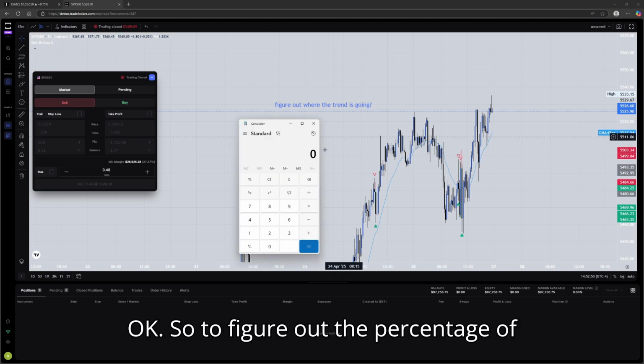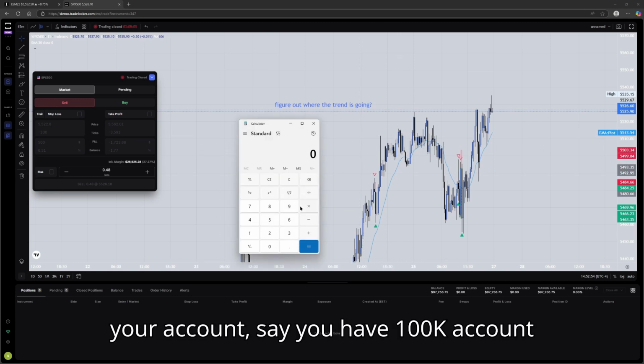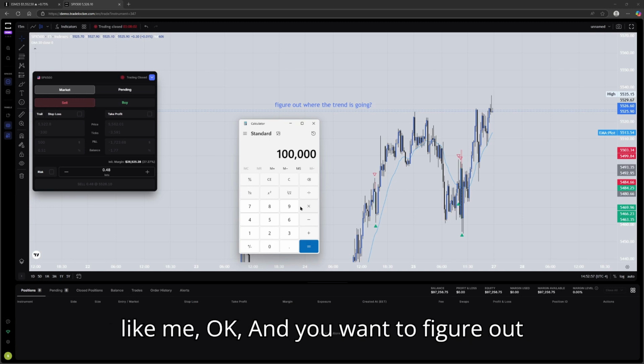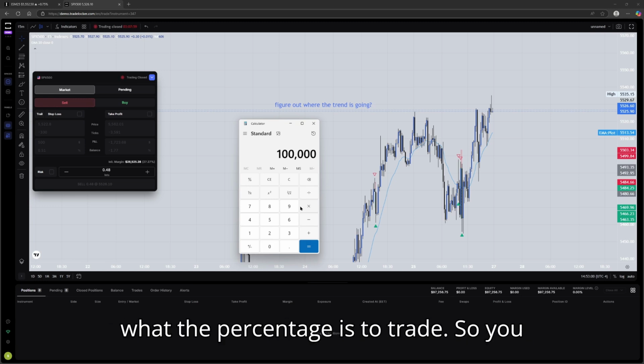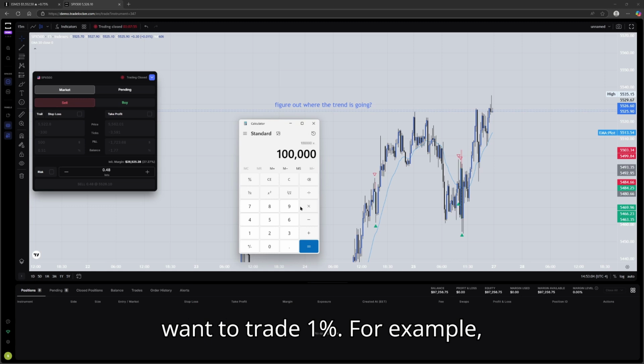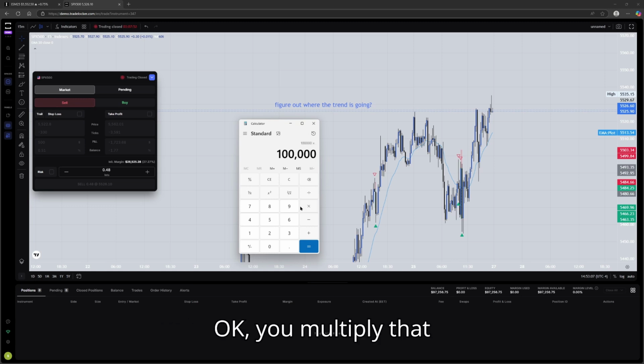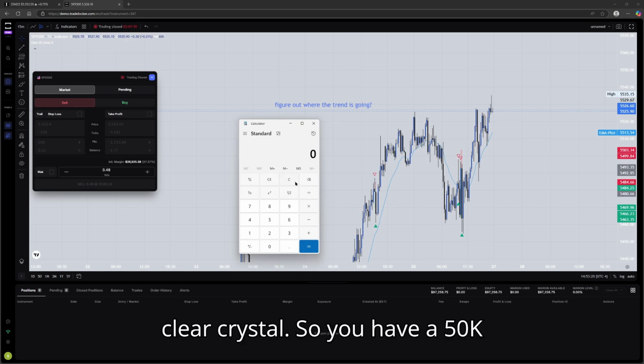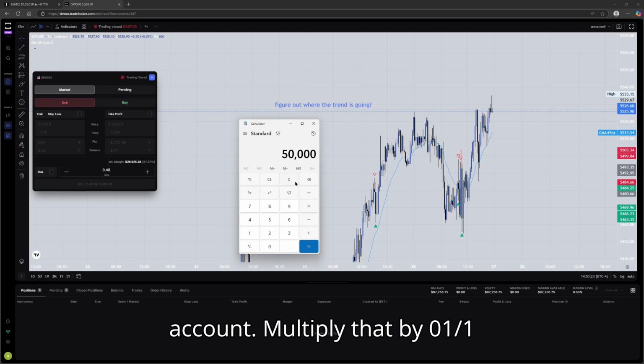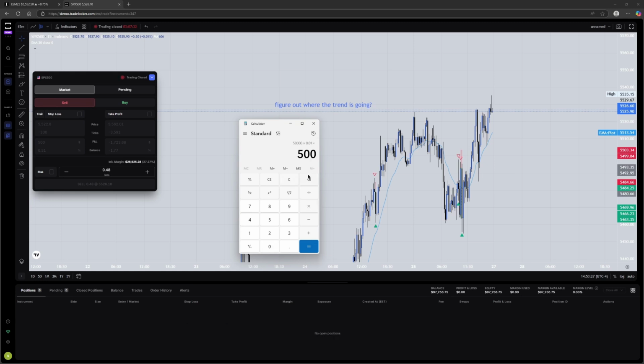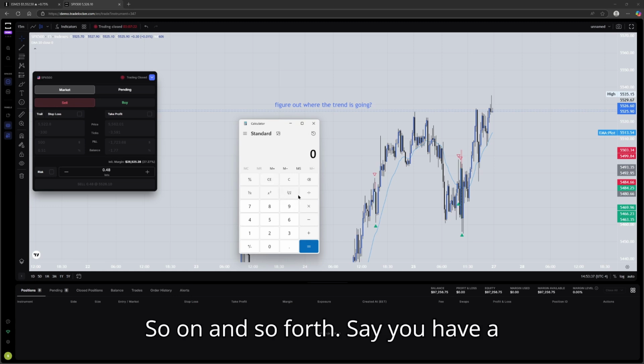Okay, so to figure out the percentage of your account, say you have a 100K account like me, and you want to figure out what the percentage is to trade. So you want to trade 1%, for example. You multiply that by 0.01. It's $1,000. Clear, crystal. Say you have a 50K account, multiply that by 1%. That's $500, right? So on and so forth.